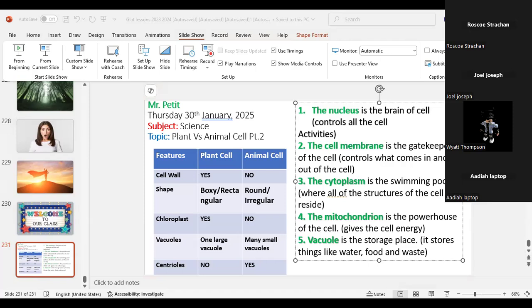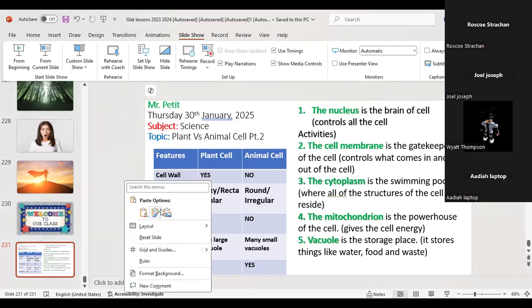So Roscoe, what is the brain of the cell?